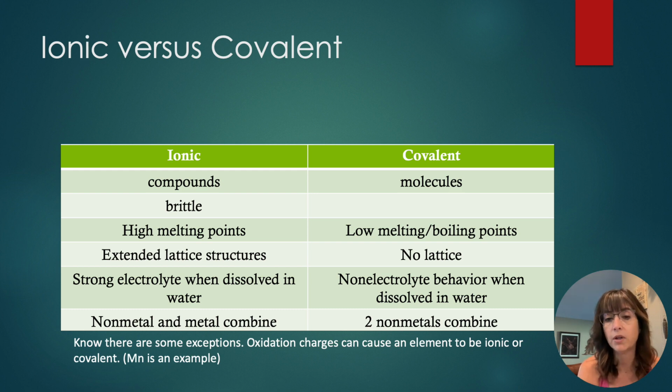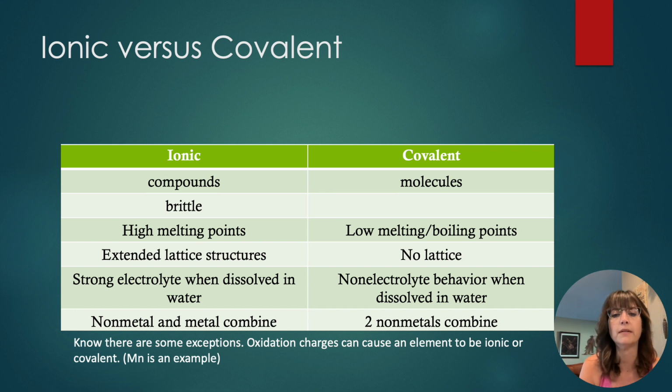Ionic substances, when you put them in water, they dissolve, and then they're strong electrolytes. They will conduct electricity. Covalent, they might dissolve in water, but they're not going to conduct electricity. And remember what I said in regular chemistry. With ionic, you have a metal and a nonmetal combining. So if one's over here on the periodic table and the other one's over here, it's ionic. If they're both over here, 2 nonmetals, it's going to be covalent. Please know there are exceptions.